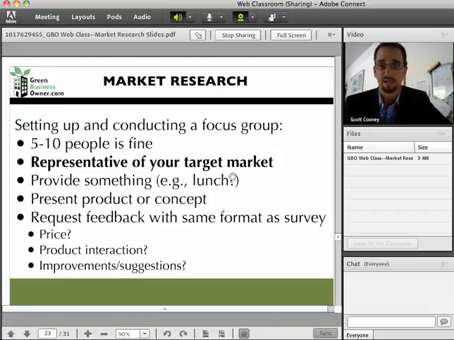Provide something, free lunch. It gets people to show up anytime. People say there's no such thing as a free lunch, but give them a free lunch and then ask them a bunch of questions. It's still not really a free lunch for them, but they're not working that hard for it.